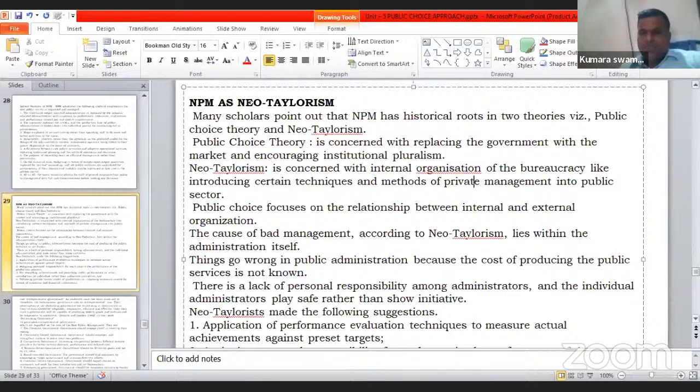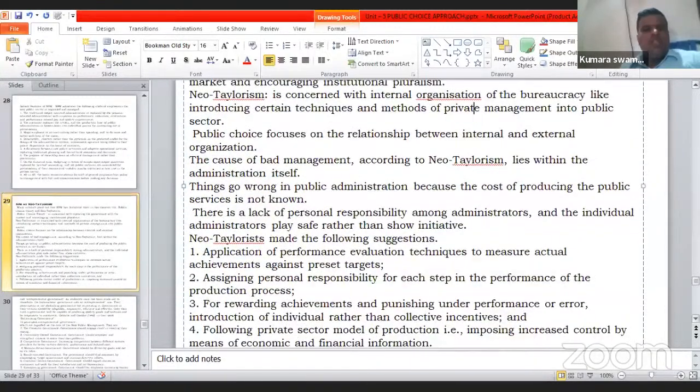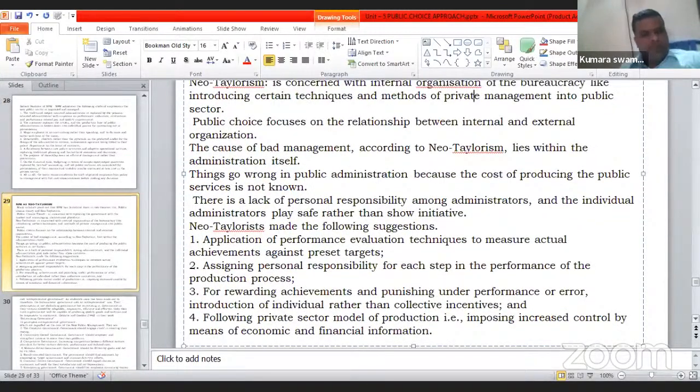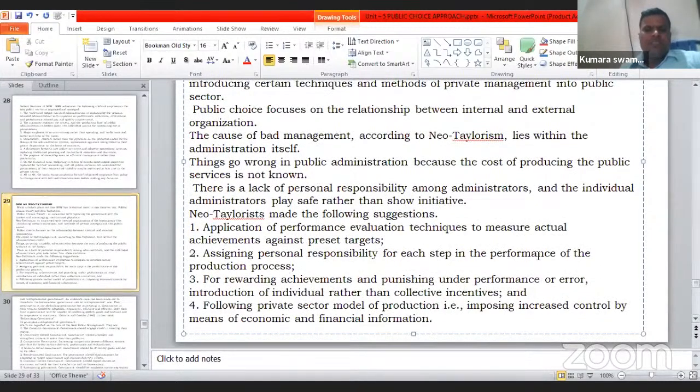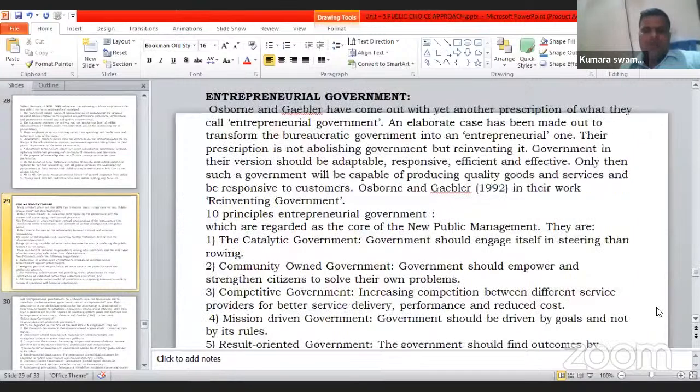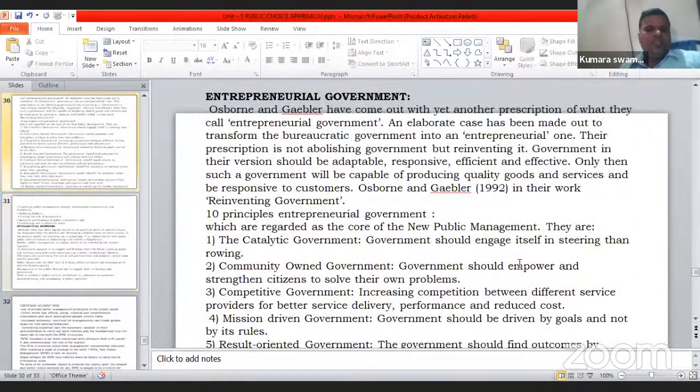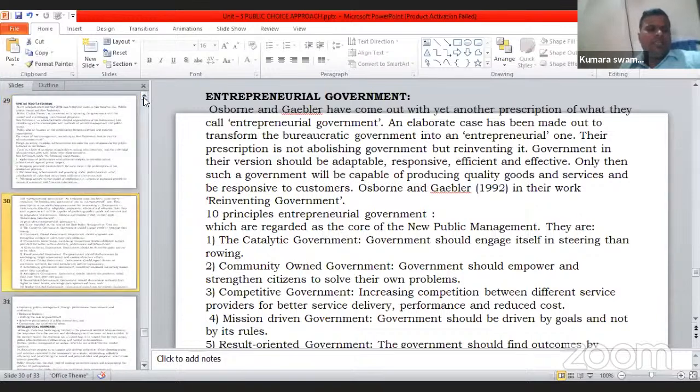So neo-taylorism suggests a few things here: application, performance evaluation, and different techniques and methods, assigning personal responsibility and checking the performance. Means there are some parameters for the performance evaluation test. So reward for the best work and punish those who do not work properly. These come under the aspects of neo-taylorism.